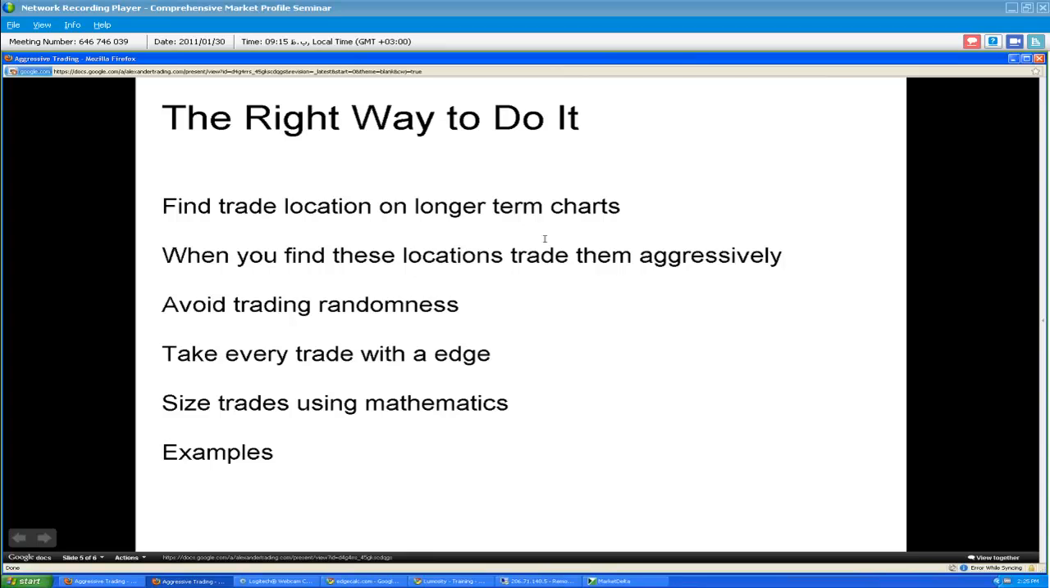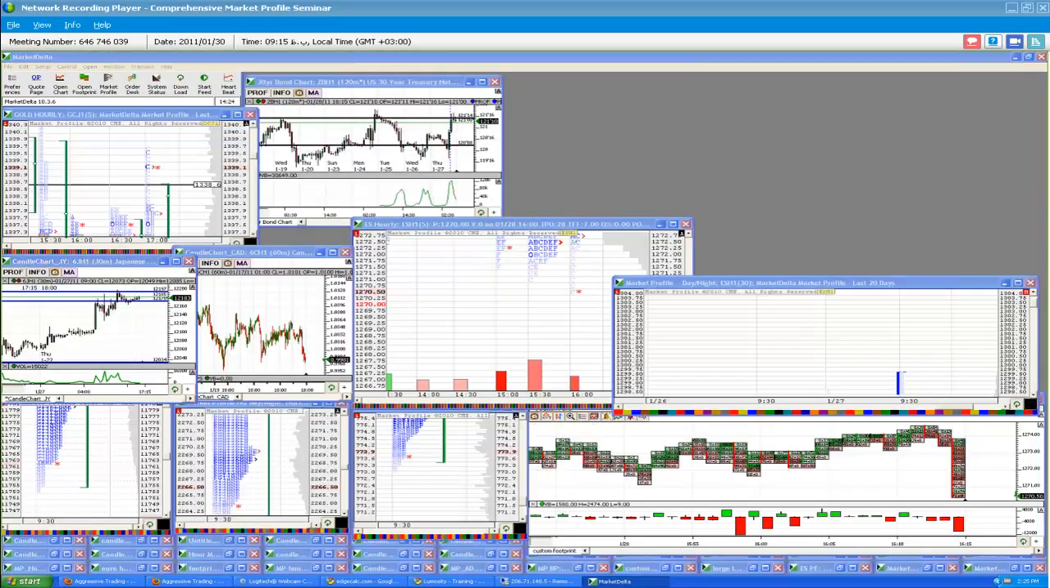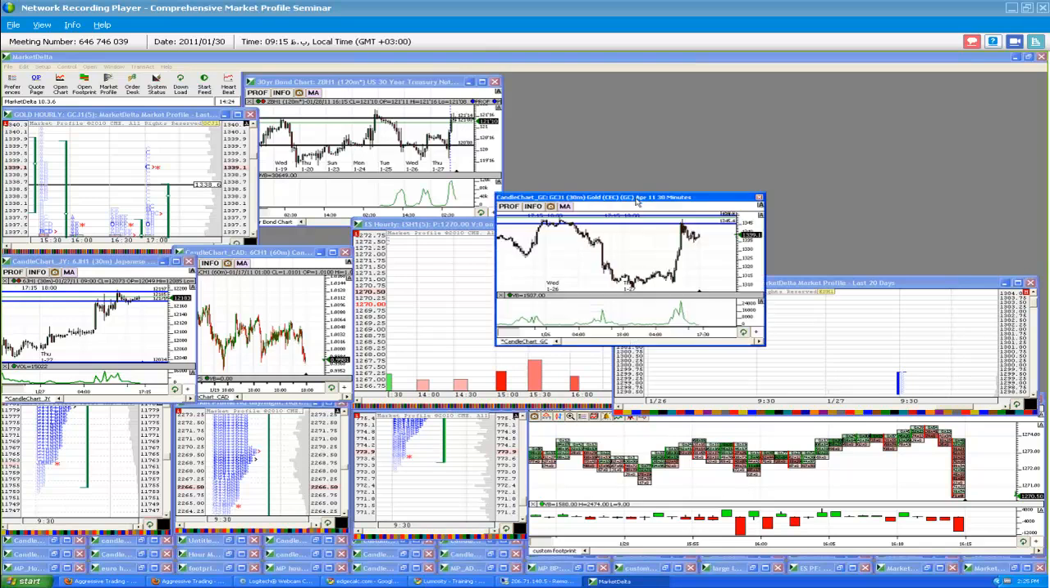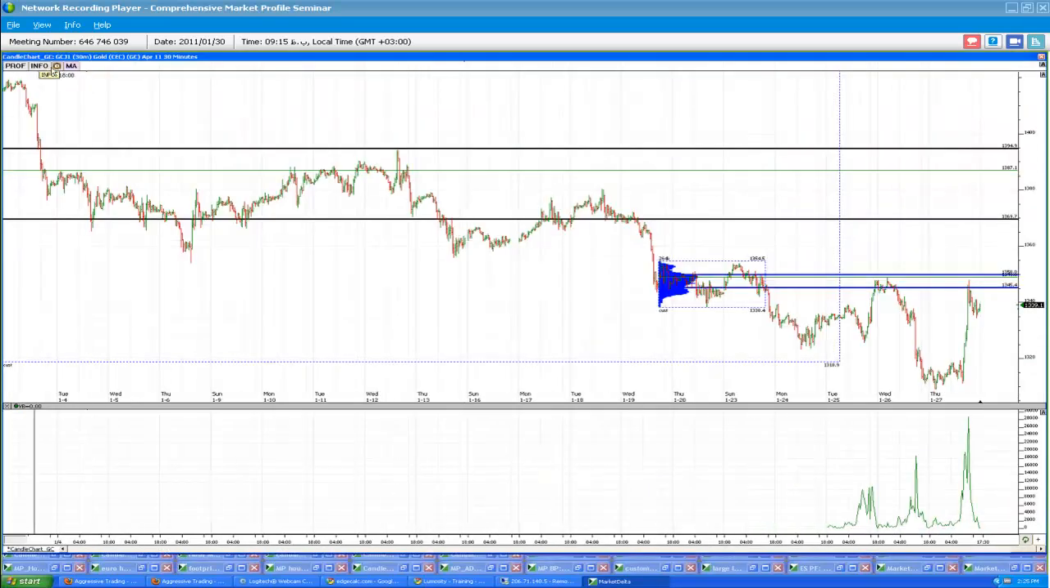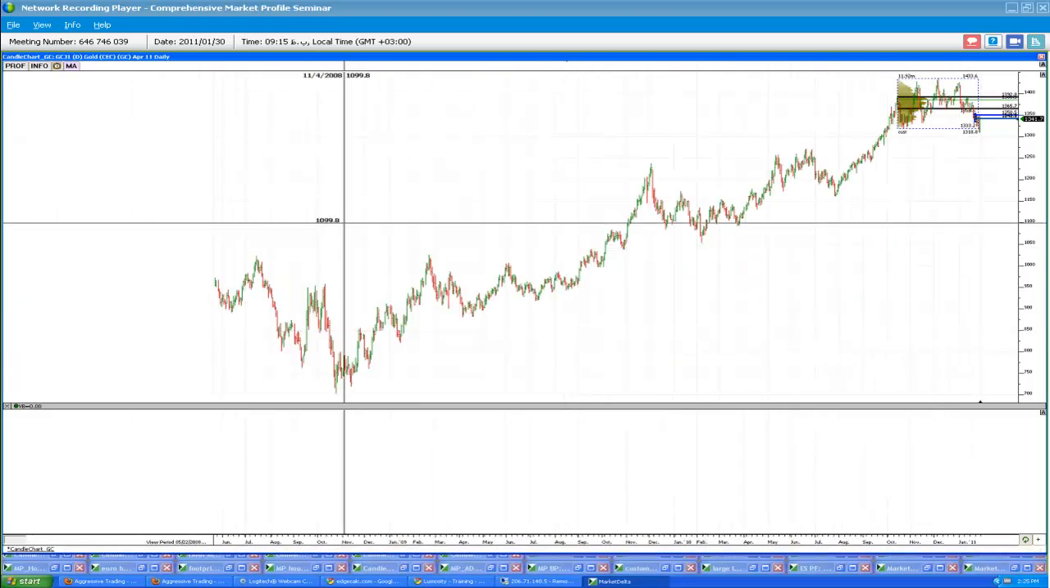Okay, so I want to do some examples here of how to find good trade locations, how to decide to trade them aggressively, and what it means to trade them aggressively. So let's go find a good market to trade. And I think we'll start with gold, because gold is sort of interesting right now, and there were some good gold trades last week. So let me go find my gold chart. And what I'm going to do is go back to a daily chart of gold. One of the things I like to do is start analyzing things from daily charts.